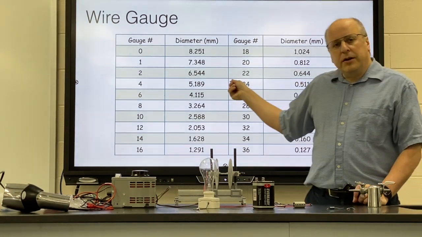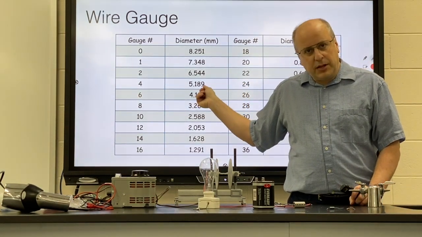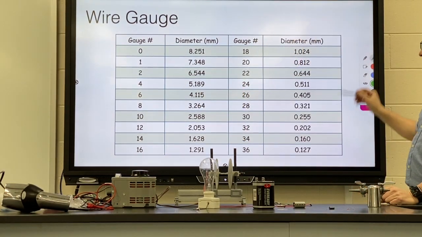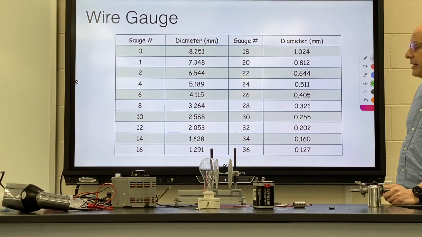I put this on our Google Classroom so you can print this out. This would be very helpful to have. This tells you the diameter of each of your different gauge wires.